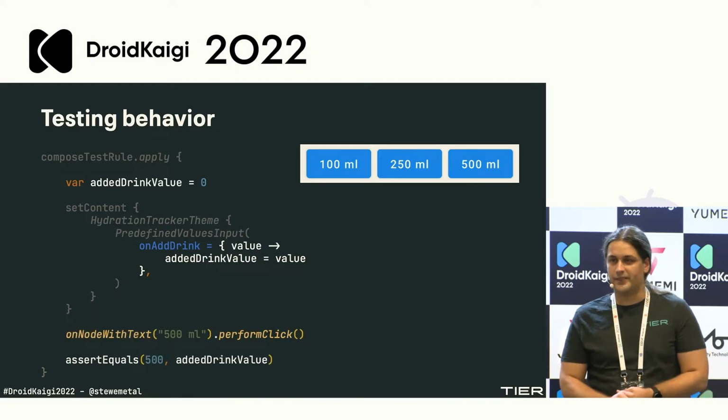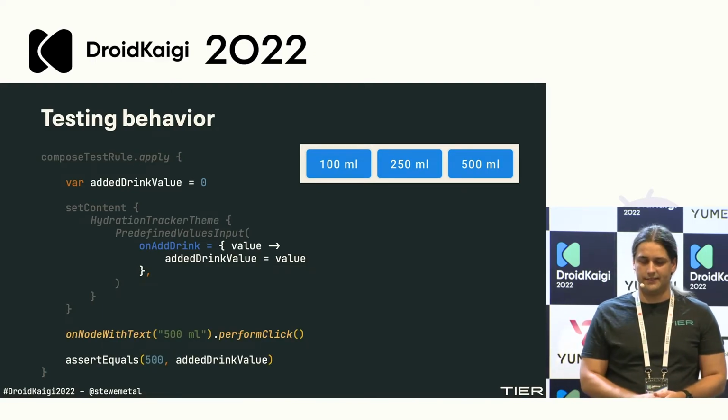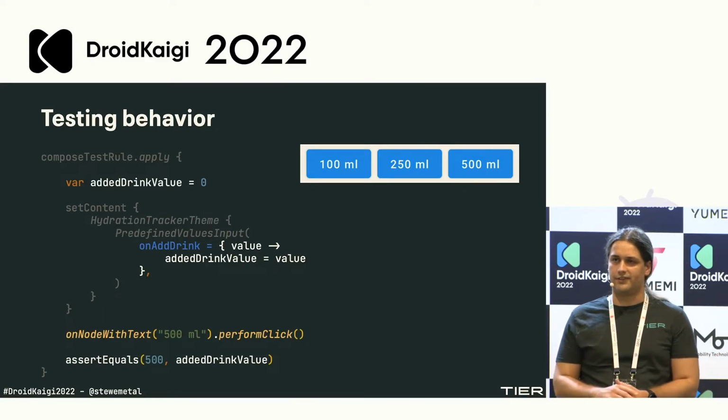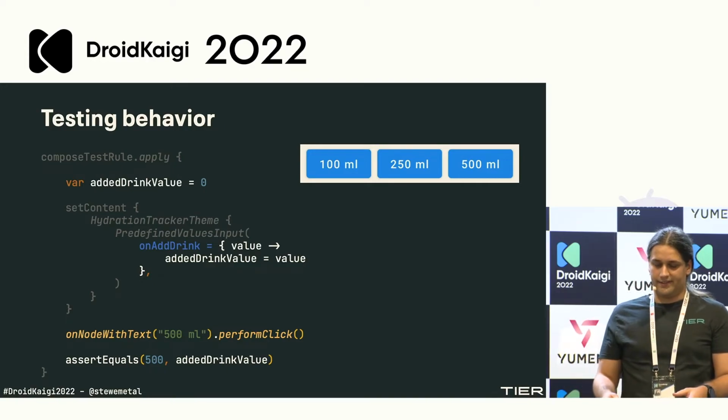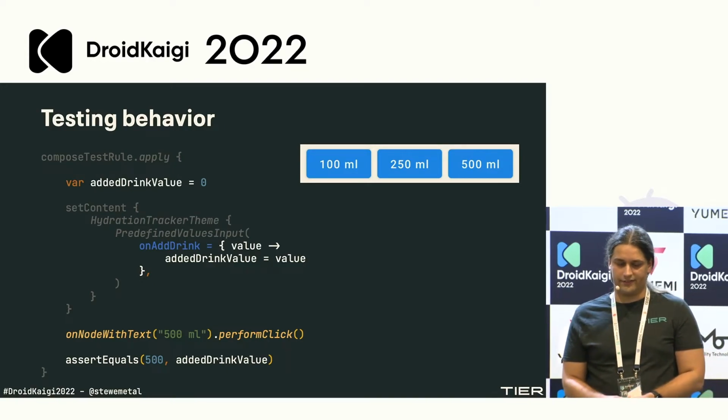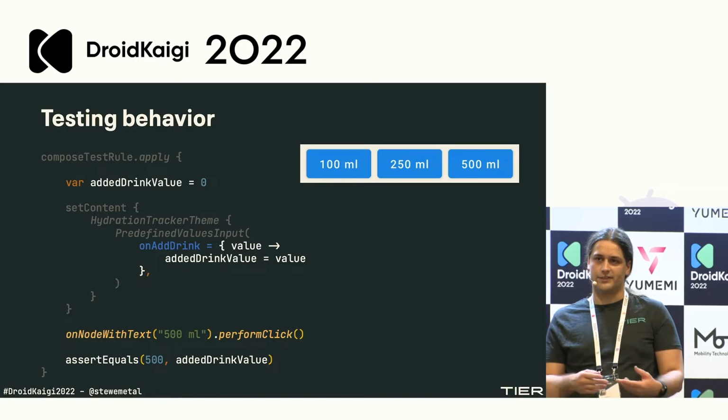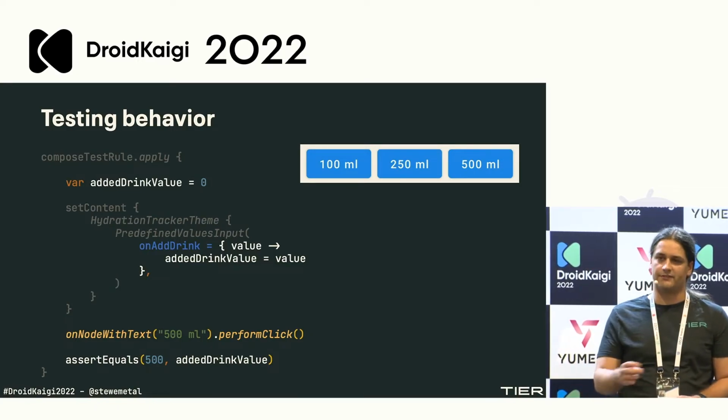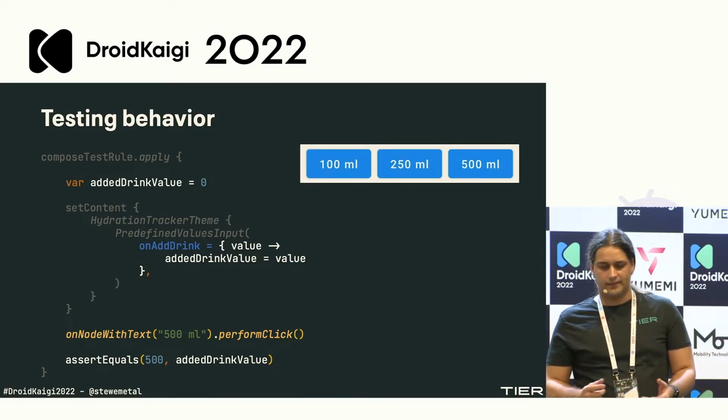So if we set this, we can perform a click on any of these. In this example, we click the 500 milliliter button, and we can see if the fake callback was called and the correct value was passed when we click the correct button.